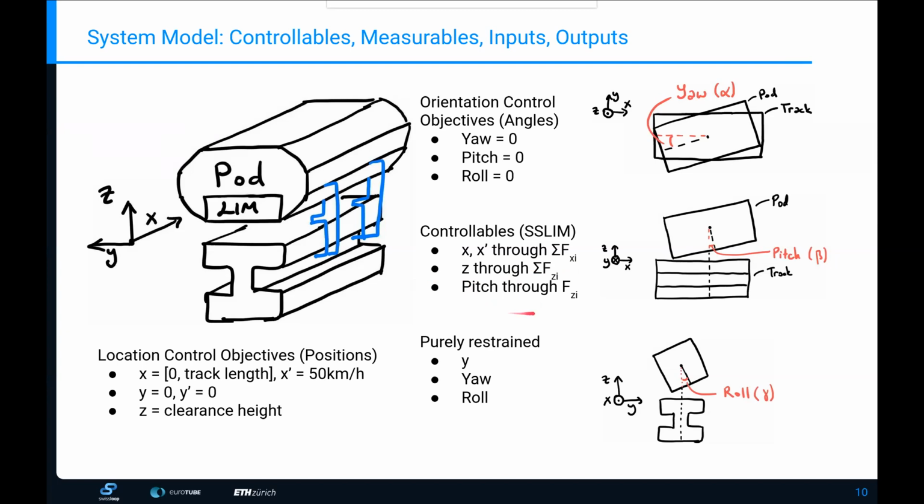As said, with the usual single-sided linear induction motor, we cannot really control our y deviation, our yaw angle, or our roll angle. So these have to be, for now at least, purely mechanically restrained. Such a simple drawing of a mechanical restriction could maybe give you the idea.